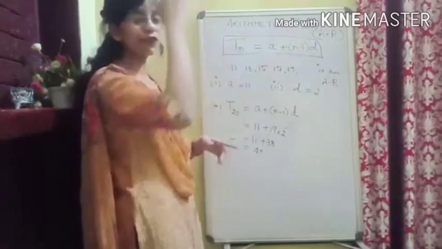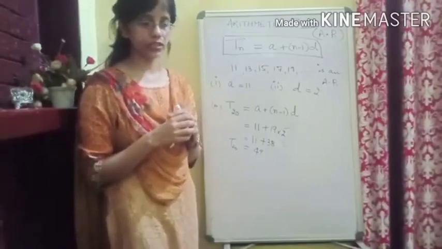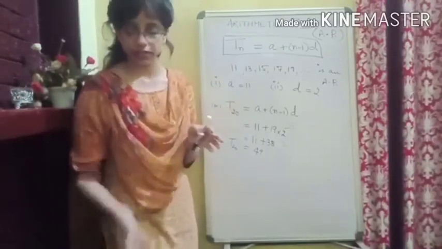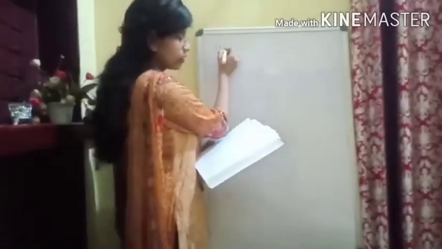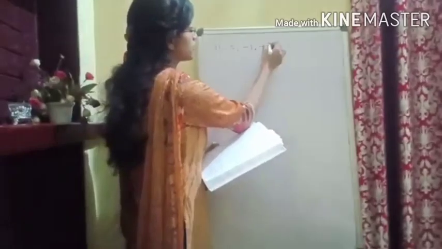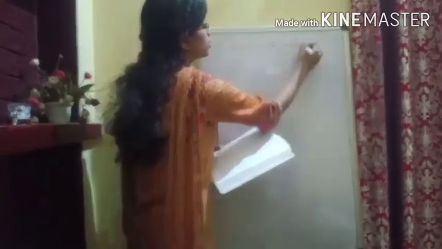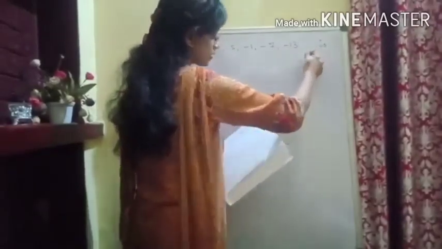Likewise, you can calculate the 40th term of the series. Is it clear? That's how we simplify the questions. Let's see some more questions. Let us take one more question. It is 11, then 5, minus 1, minus 7, minus 13, and so on. And it is given that this is an AP.